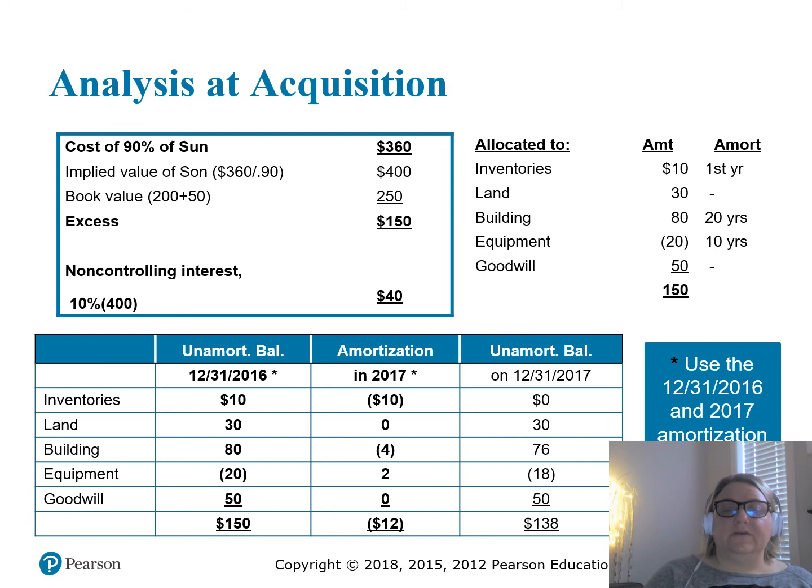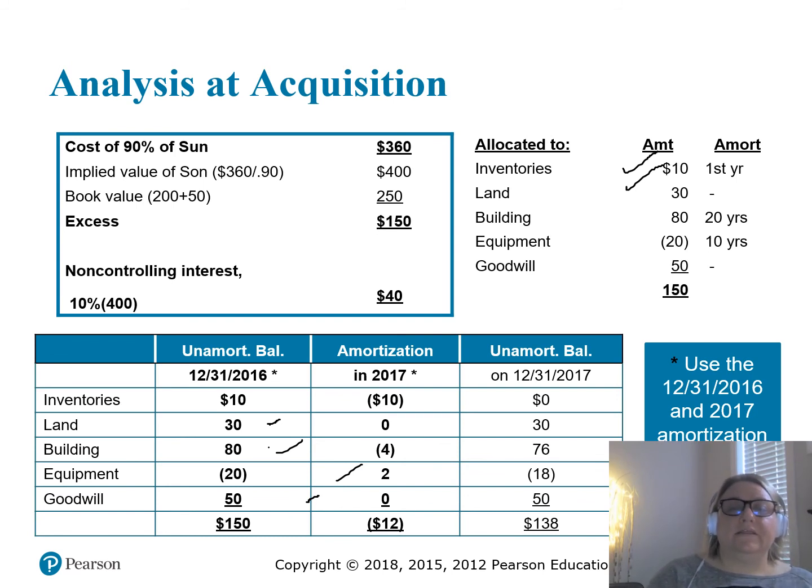Okay, so let's just take a look with the unamortized balance. Remember, inventory will be amortized in full first year. Land is non-amortized, so there's no amortization. Building divided by 20 years, right? You got that right here. Equipment was undervalued. All right, it's a 10-year amortization, so it'll be a total of 2. And then the goodwill is not messed with. And so that is your difference between your amortized and your unamortized balance.